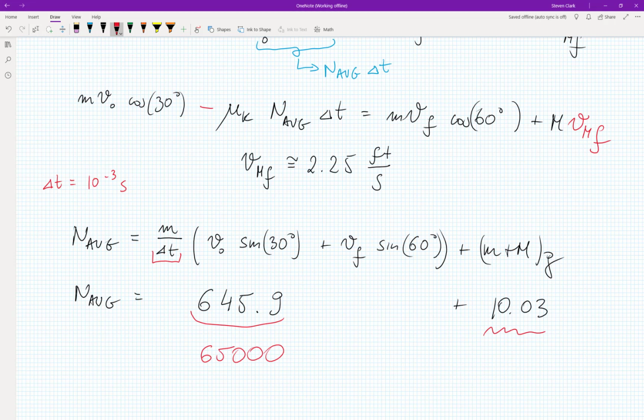When we talk about impacts, we don't talk about gravity. We just care about the reaction forces and so on.